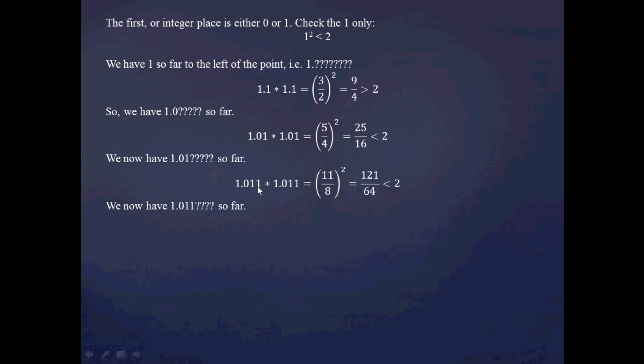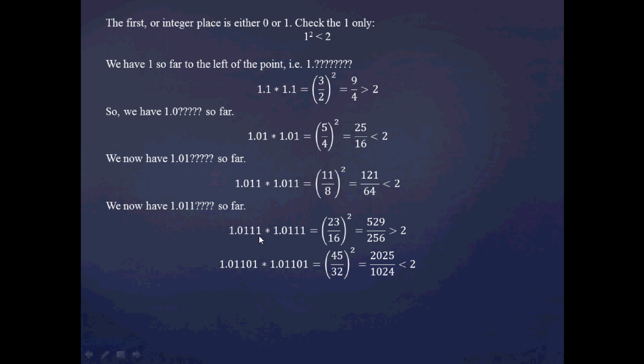And hopefully you can see the pattern so far. If it falls short of that property, we keep that 1 there. If not, then we replace it with a 0 and then move on. So far we have 1.011. Now we check the next place, put a 1 in the 1/16 column, perform the computation, and we get something which is greater than 2. So that means in the 1/16 place, I put a 0 there. And then I continue. I go on to the 1/32 place. I stick that 1 in there, and I get that falls short of 2. So I keep the 1 there.